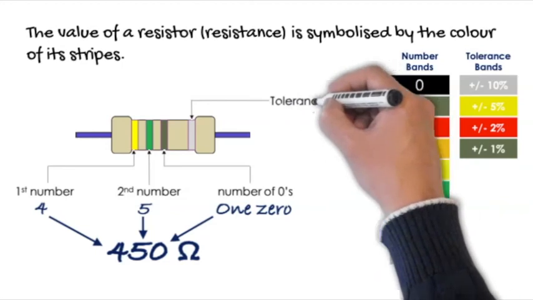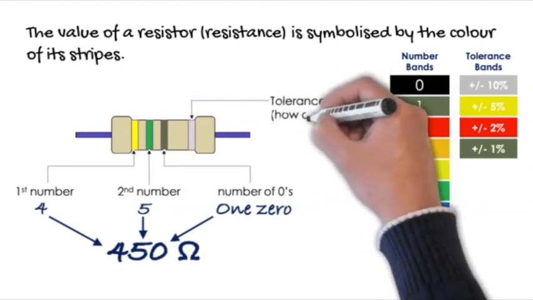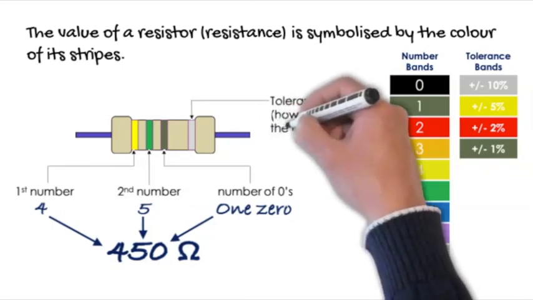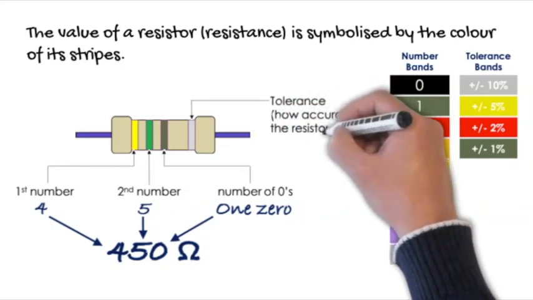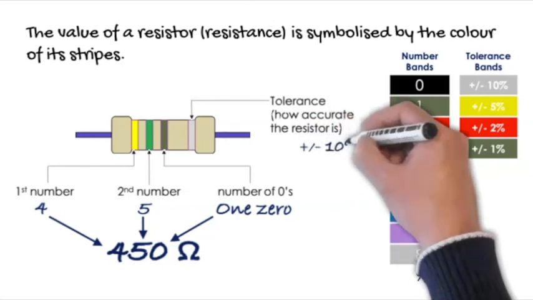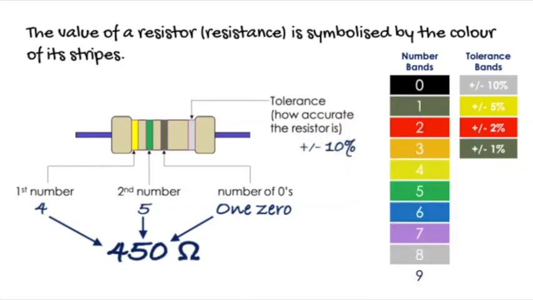The final band is a tolerance, so how accurate our resistor is. So in the case of this resistor, it has a silver band, which means it has an accuracy or a tolerance of plus or minus 10% of the value. So although this resistor has a value of 450 ohms, it could be 10% higher or 10% lower than 450. So it could actually range from 405 to 495 ohms. We need to consider that when choosing our resistor.